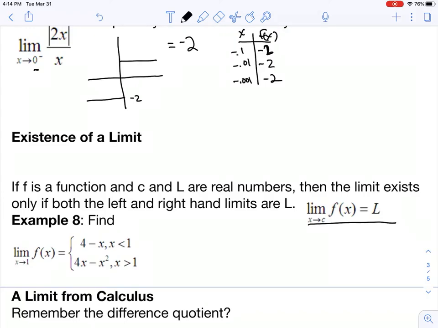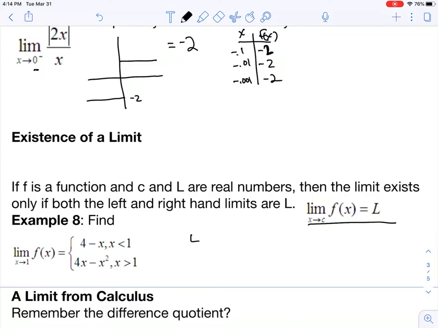And let's see if that's going to be true for this little example here. As x approaches 1, f of x equals 4 minus x and 4x minus x squared. And I think this one's going to be pretty fast. So pause here and try it. All right, and I'll show you.